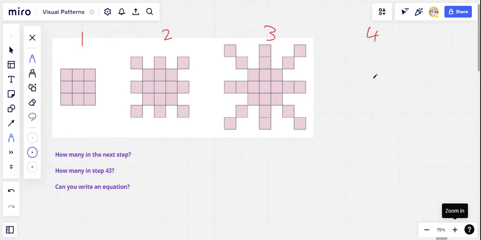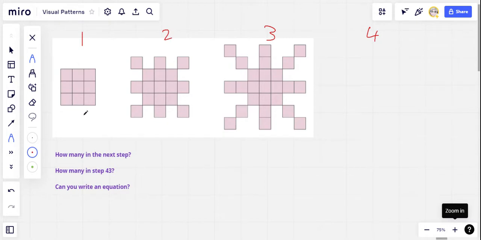And if you can do that, then at a higher level of challenge, try to figure out how many in step 43. And along the way, can you make an equation that you could use to predict the number of squares in any step at all? So that's the challenge. If you'd like to try it out, pause the video. Okay, well, let's start by just getting a sense visually of what this pattern is doing.